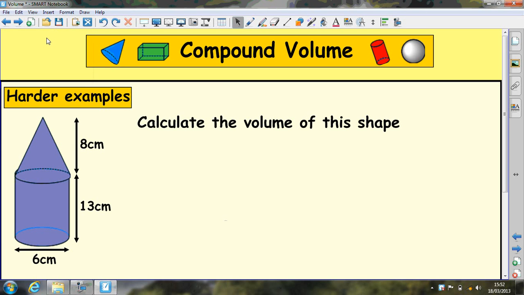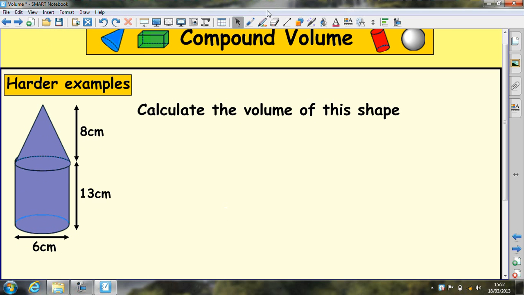In this lesson, we're going to look at how to calculate the volume of a compound shape. That's a shape that's made up of two separate 3D shapes. In this case, we have a cylinder in the bottom and a cone in the top. So we're going to do two separate calculations here, one for the cylinder and one for the cone.